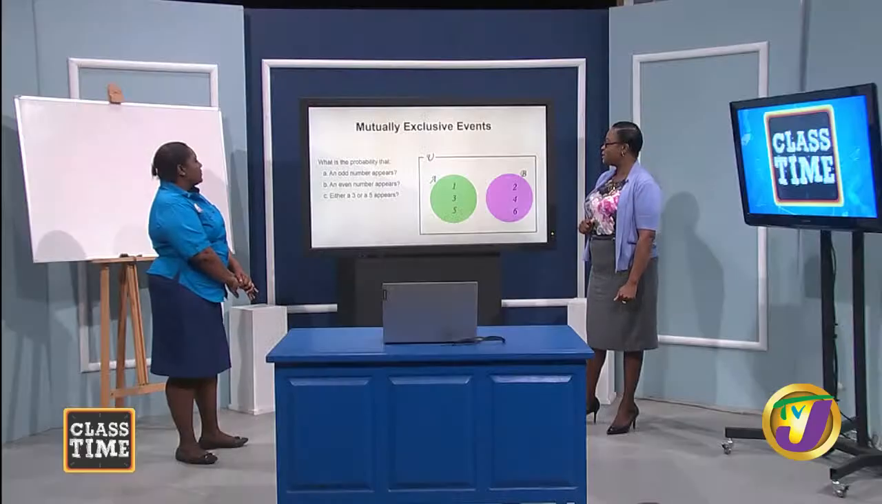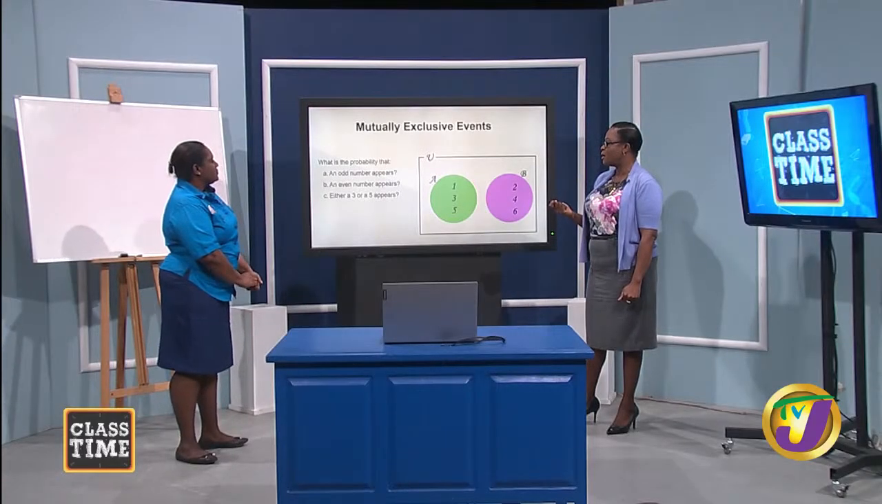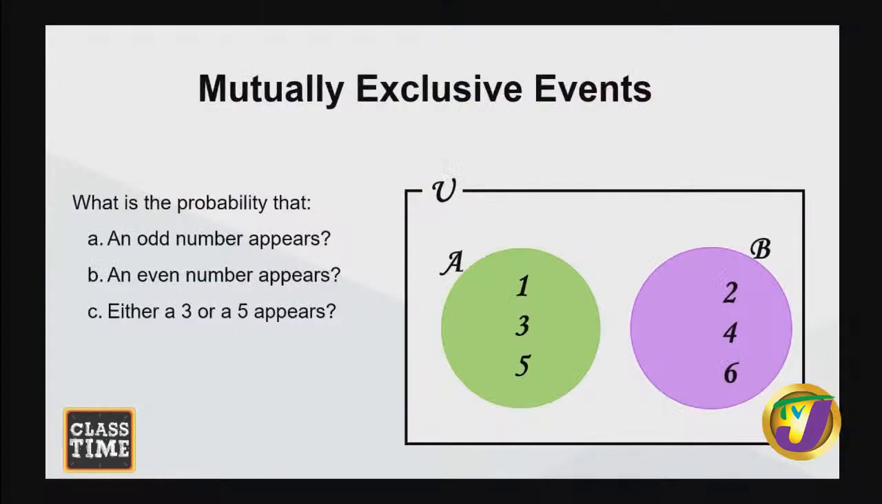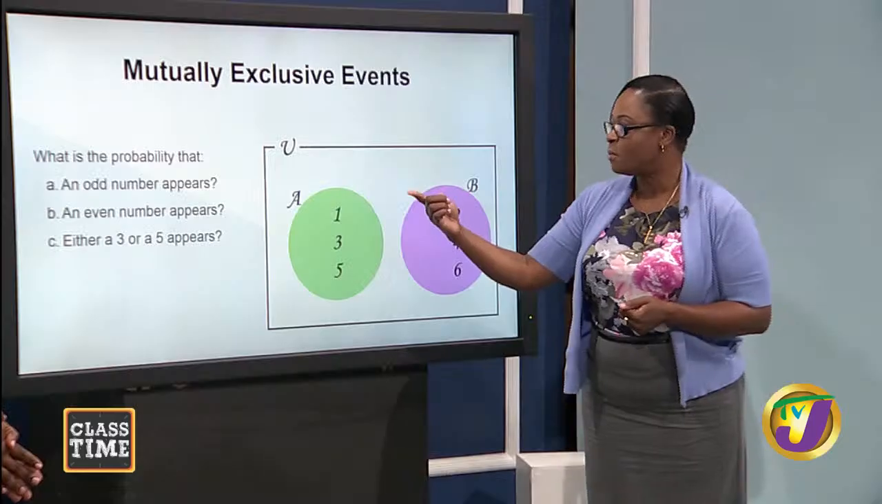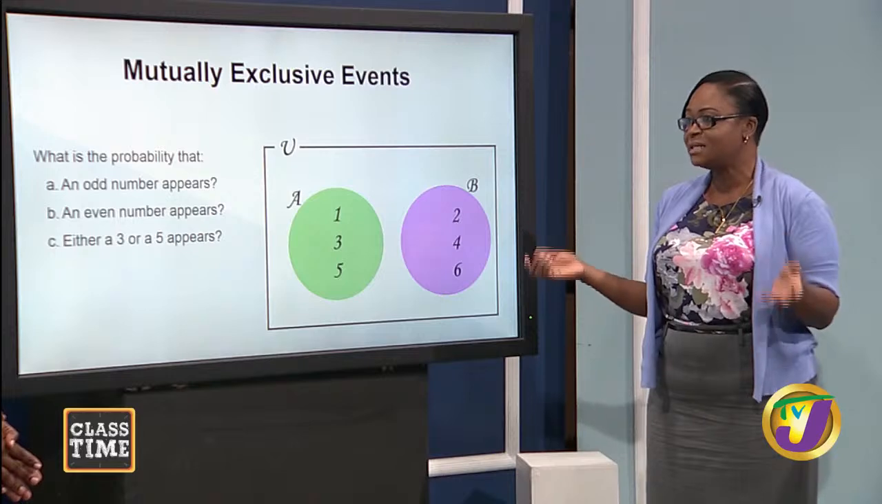Awesome. So what's the probability that an odd number appears? What's the probability that an even number appears? Based on the conversation that we had before, it would be the number of possibilities, 3, out of the total, which would be 6. Yes, and of course, that would take us to a half. An odd number appears, that would be a half. An even number appears, that would still be a half.